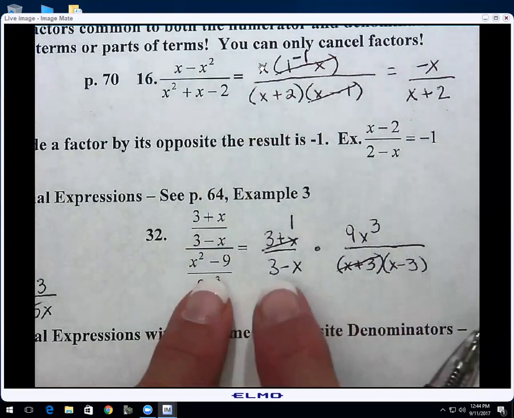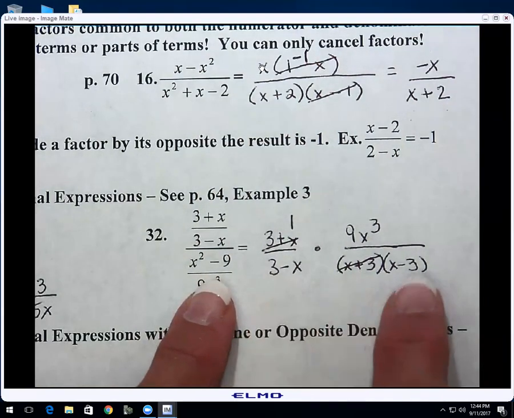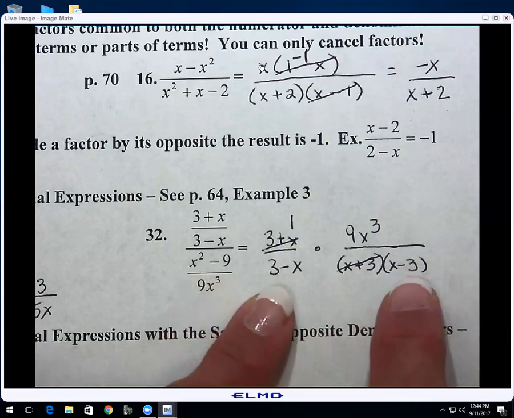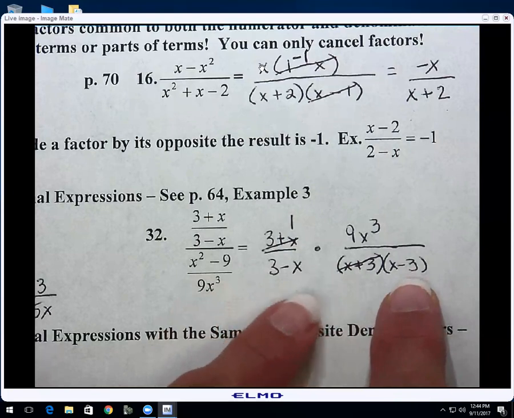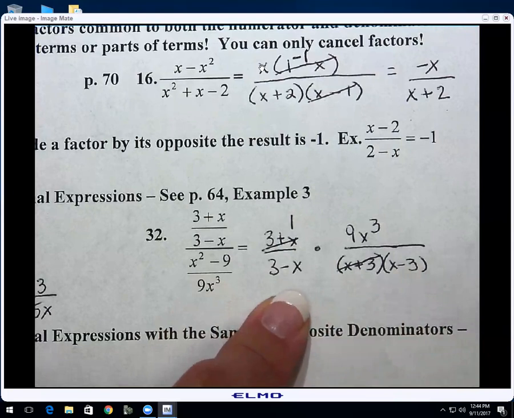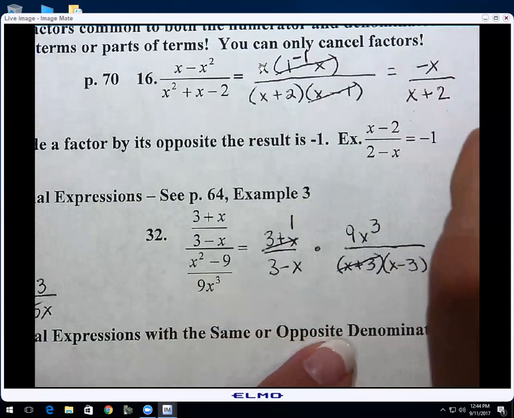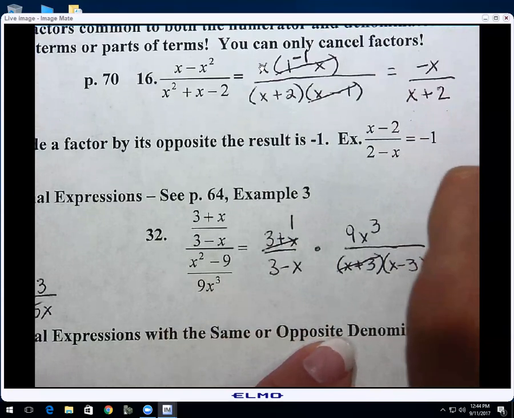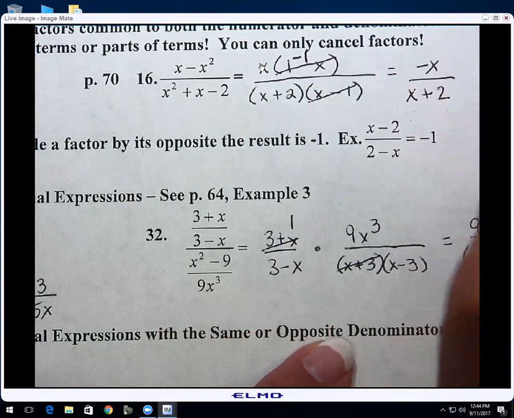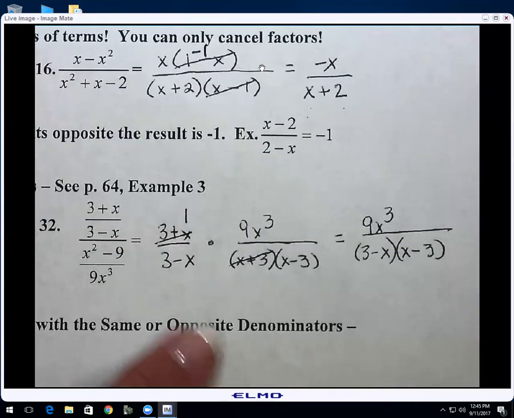Can you cancel this 3 minus x with that x minus 3 and leave a negative 1? Yeah. Oh, but what? They're both in the denominator. If one was in the numerator, one was in the denominator, yes, you could cancel them and leave a negative 1. But since they're both in the denominator, I'm going to have 9x cubed over 3 minus x times x minus 3. I don't have anything else I can cancel.